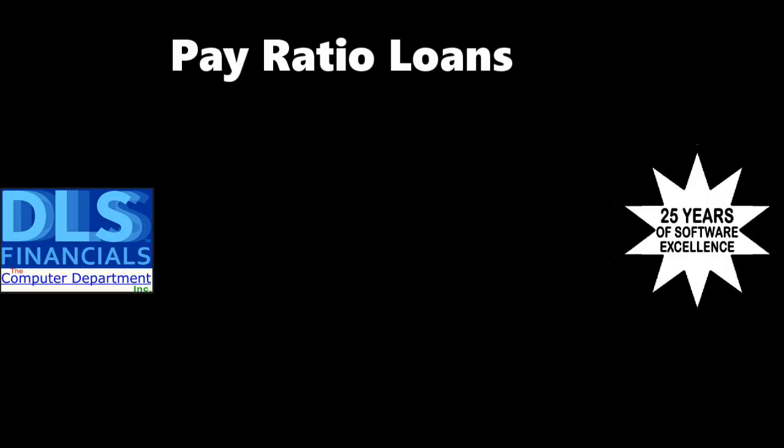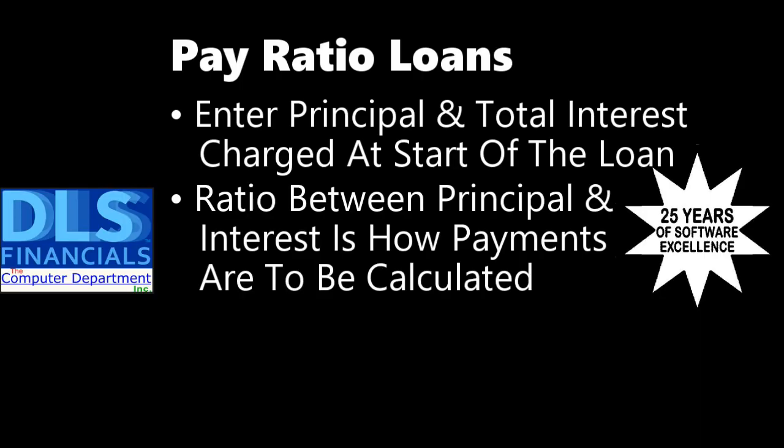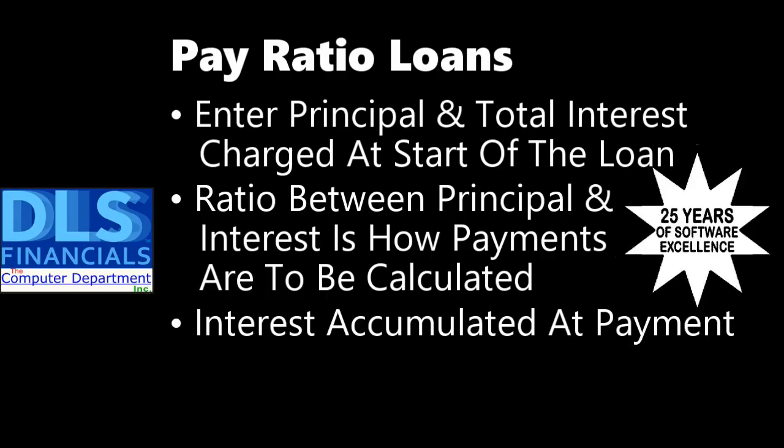Pay ratio is the newest loan type. This loan type requires that the user enter the amount of principal they are to receive and the amount of interest they are to pay during the term of the loan. The system computes the ratio between the two, and when a payment is made, the principal and interest are both paid based upon that ratio. The interest computer is the ratio of interest that the payment will pay. So like amortized loans, the interest accumulation happens when the payment is made.